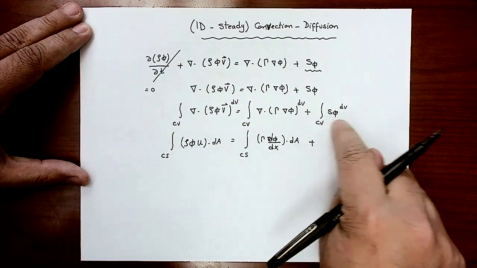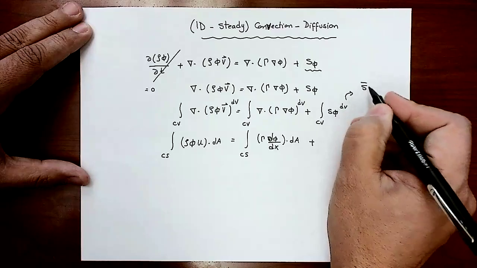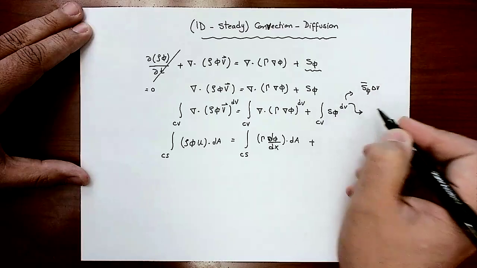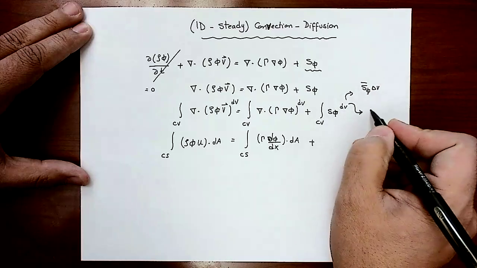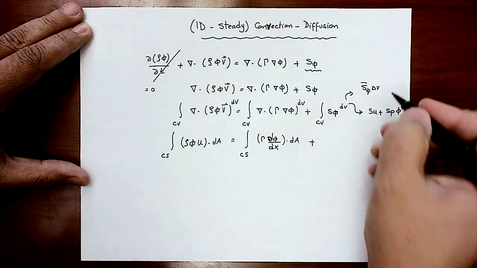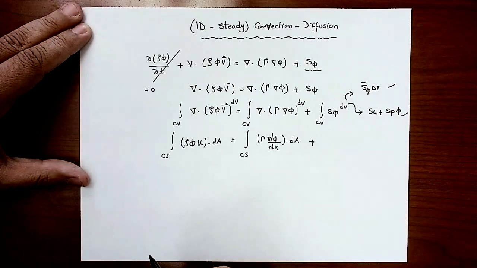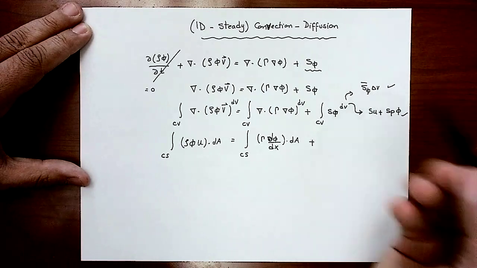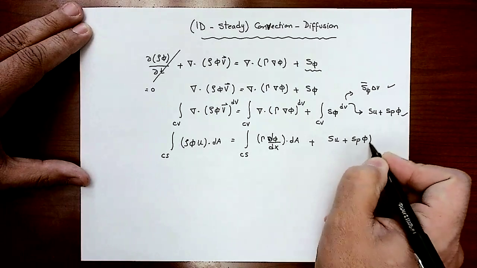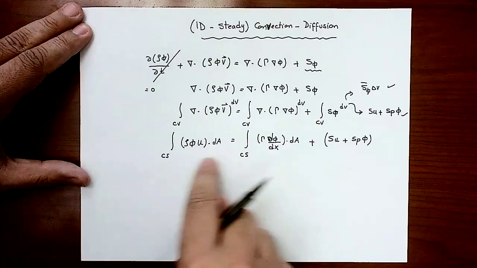We have two options for the heat source. We either replace that by an average volumetric value times delta V, or the linear relationship, which is given by Su plus Sp times phi. So we have this option, or we have this option, depending on the given information in the problem. Let's put actually the Su plus Sp times phi. Okay. Then we needed to simplify this, right?